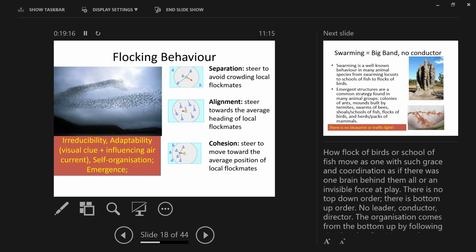We use vision, we use the influence in air current. They self-organize themselves. There is no external control. There is no conductor. There is no queen or king. There is no leader. And as a result of that, what we see is emergence. So here again, this beautiful pattern that emerges is because of this complex system behavior, which you will not see if you take one or two birds out of that flock, but rather you need the whole flock together.